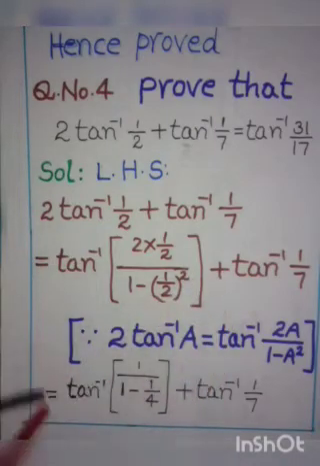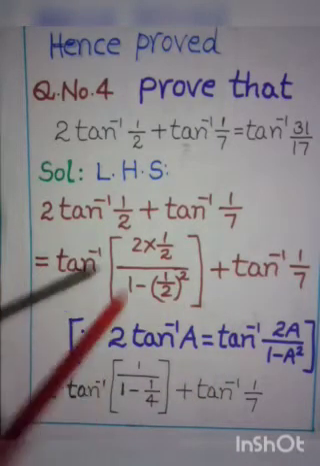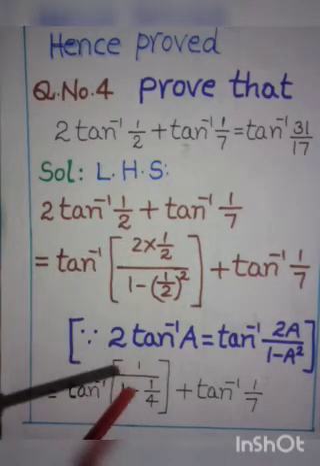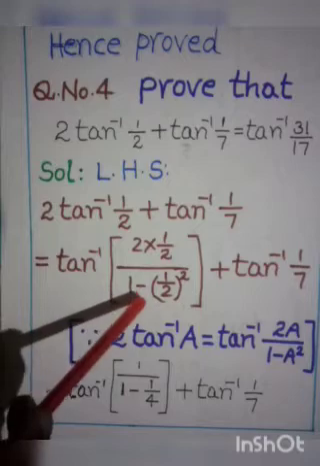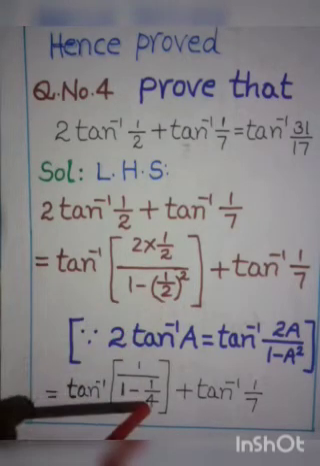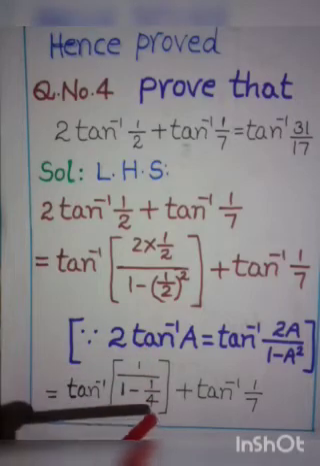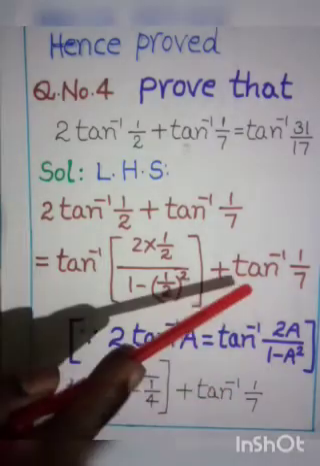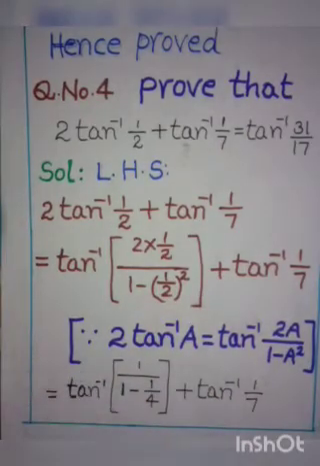That is equal to tan inverse of, by simplifying in the numerator you get only 1, divided by 1 minus 1 by 2 whole square. What do you get here? 1 by 2 whole square? 1 by 4. So I wrote 1 by 4 here. Understood this step, my dear children? Plus I am writing the second term as it is. Understood this step, my dear children?